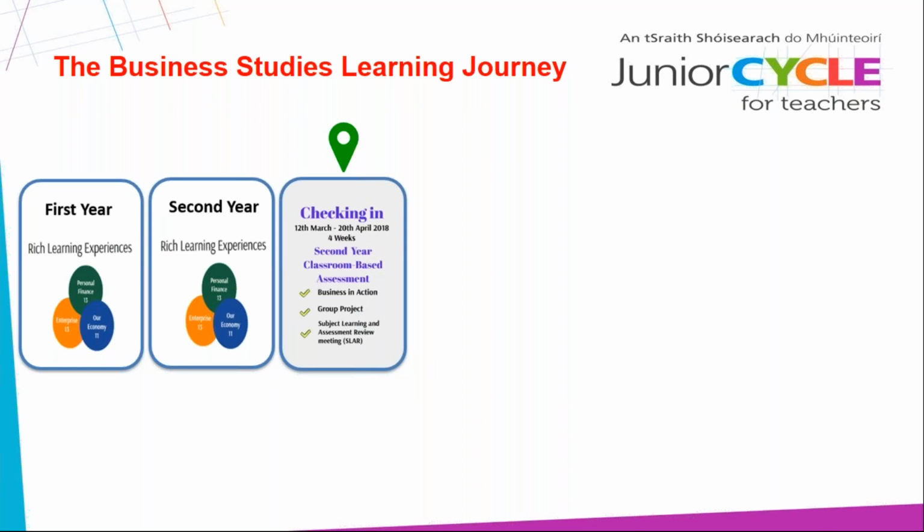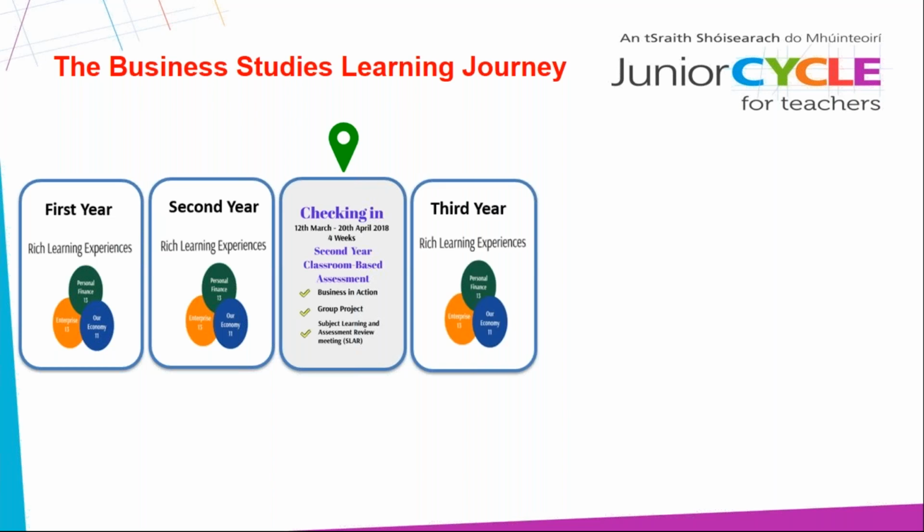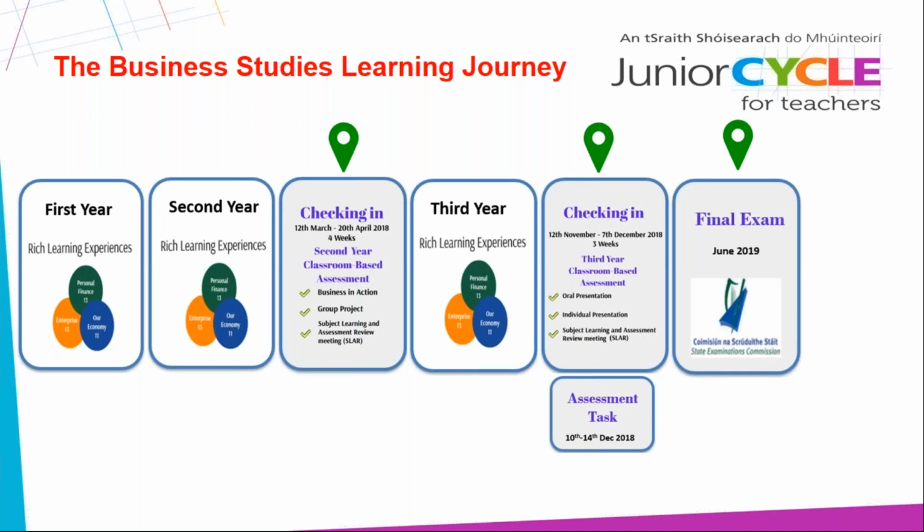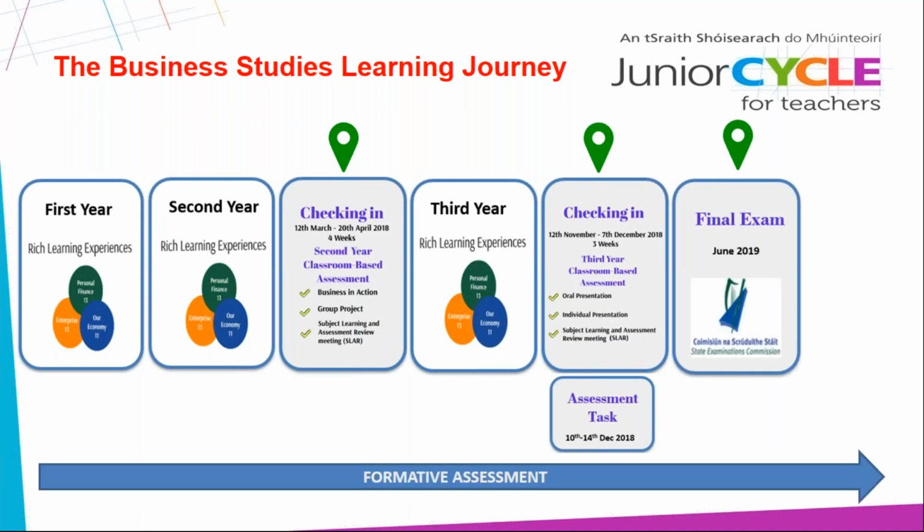is CBA1, which takes place in second year. The rich learning experiences continue in third year, and it is in third year that the next opportunity for checking in with CBA2 occurs. Students complete CBA2, and upon completion of this is the assessment task. And together, CBA1, CBA2, and the assessment task all lead towards the final written examination. And again, formative assessment forms an integral part of the student's learning journey throughout.